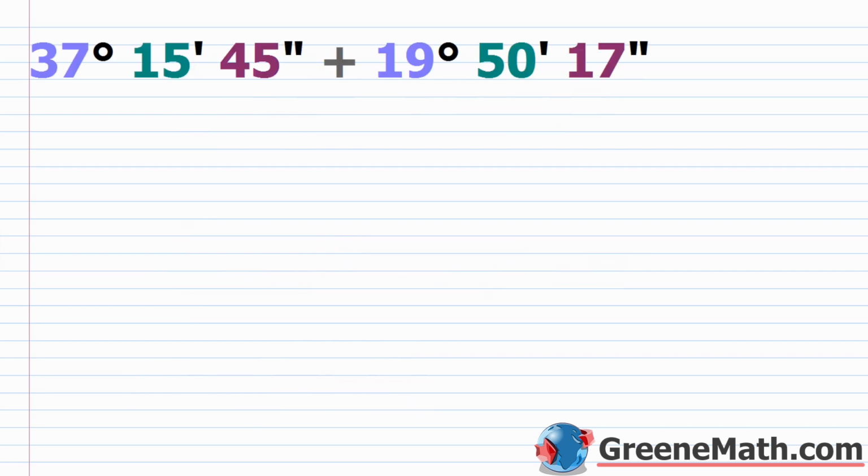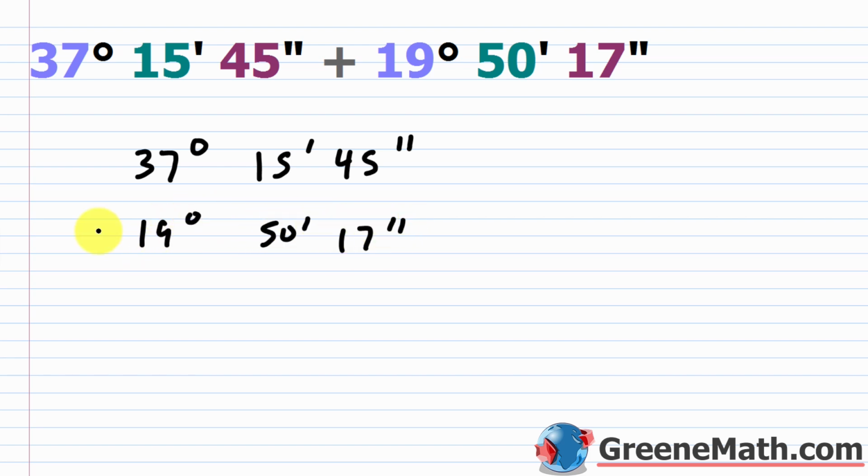All right, let's go ahead and look at the first problem. We're just going to add two of these together. It's very simple. You just need to understand how the carrying process works. So let me explain. I'm just going to set this up vertically. You don't have to, but I think it's easier to do it that way. So what I have here is 37 degrees, 15 minutes, 45 seconds, plus 19 degrees, 50 minutes, 17 seconds. So we're adding this together.